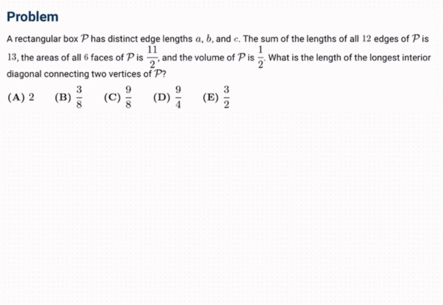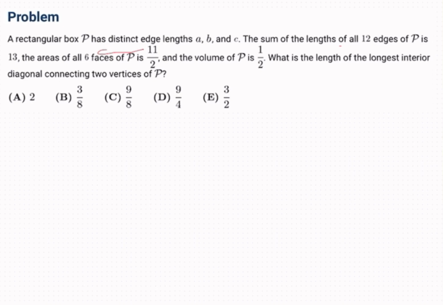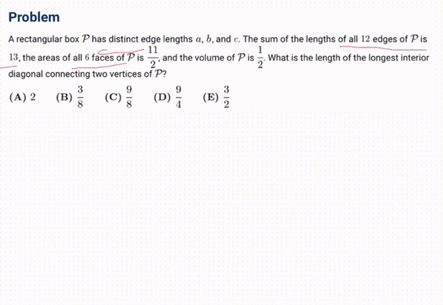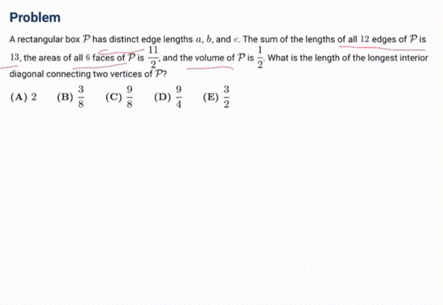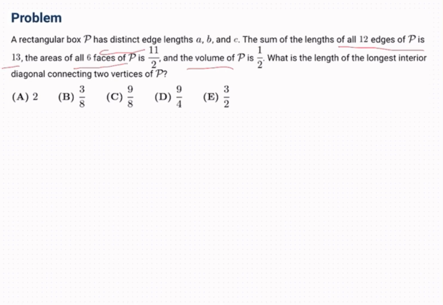Today we're doing question 13 from the 2023 AMC 10B, and the question is, a rectangular box P has distinct edge lengths A, B, and C. Note that they're distinct. The sum of the lengths of all 12 edges of P is 13. The area of all 6 faces is 11 over 2, and the volume is 1/2. What is the length of the longest interior diagonal connecting two vertices of P?